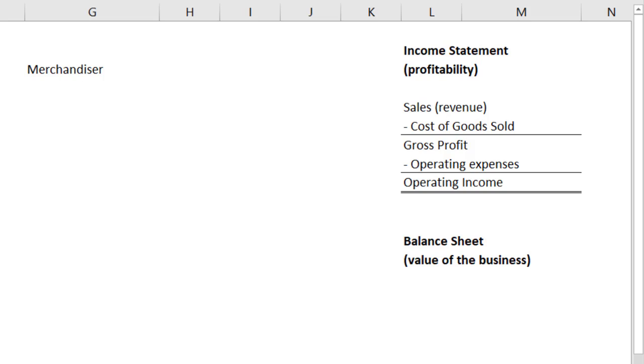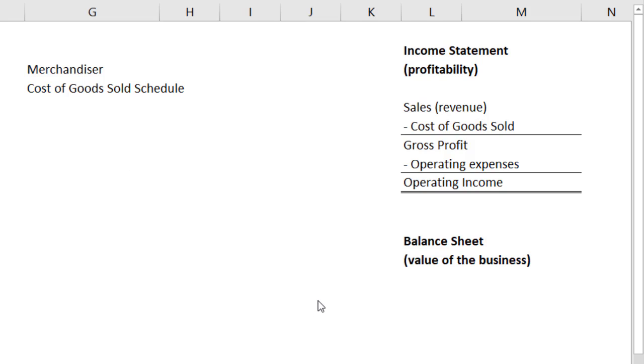What if you're a merchandiser? Well, a merchandiser, they don't make the goods, they sell things that are already made. The cost of the goods sold needs to be determined. So how much did the goods we ended up selling to the customers cost us? To do a cost of goods sold schedule, we need to know how much of the goods that we bought from the manufacturer ended up being sold.